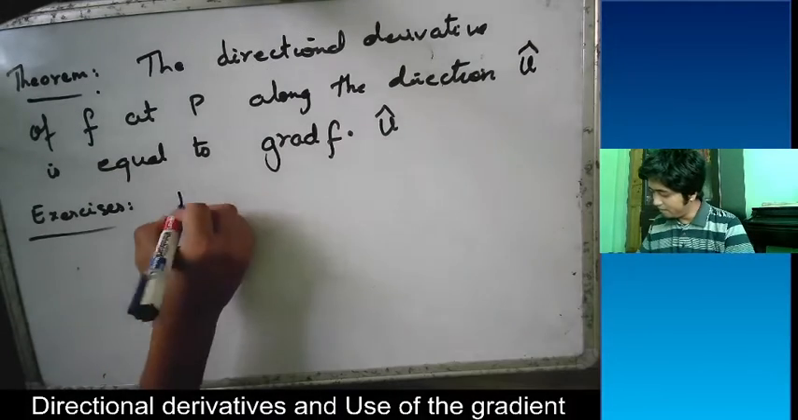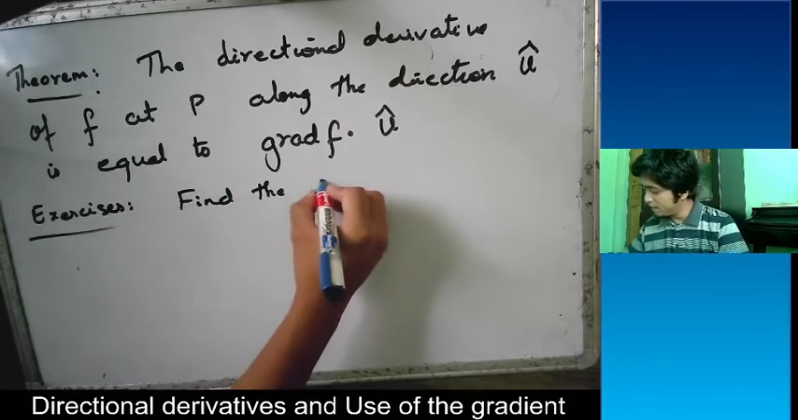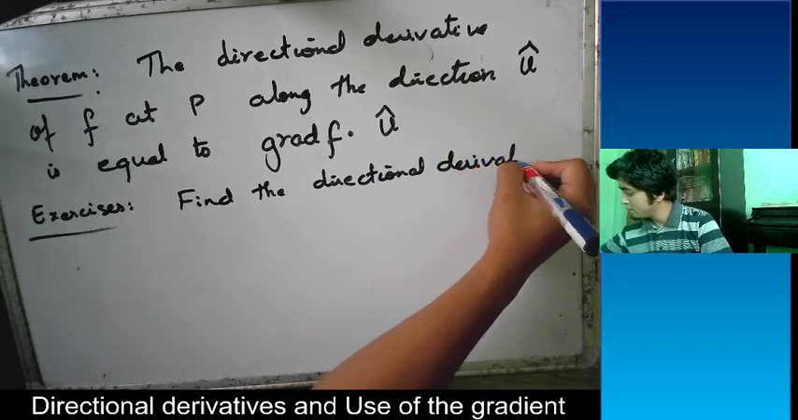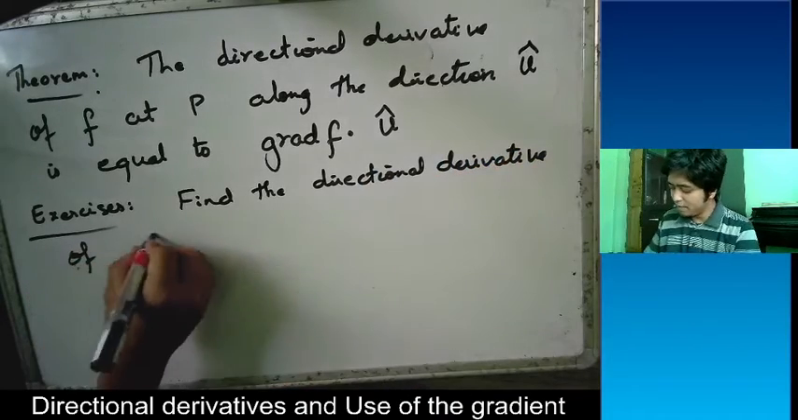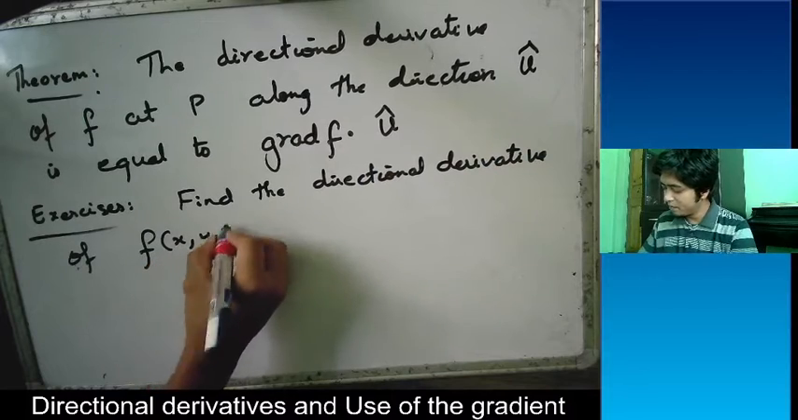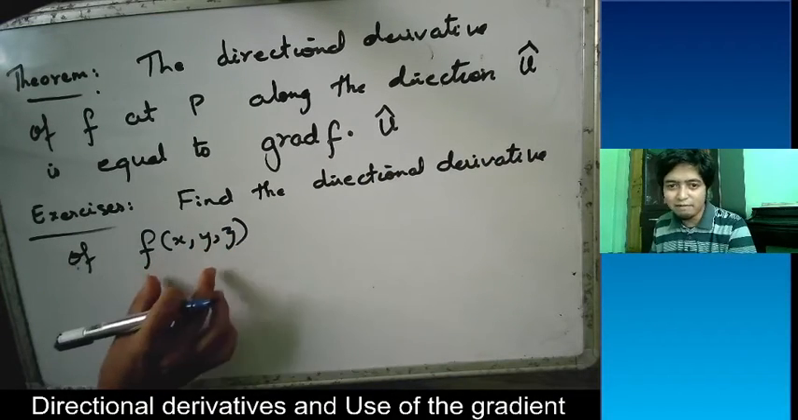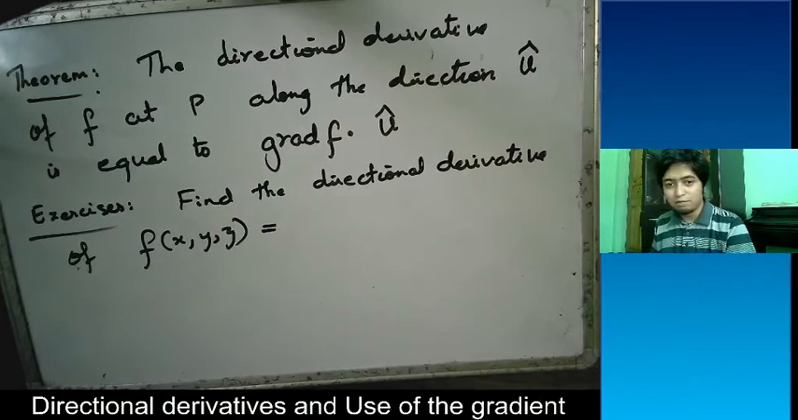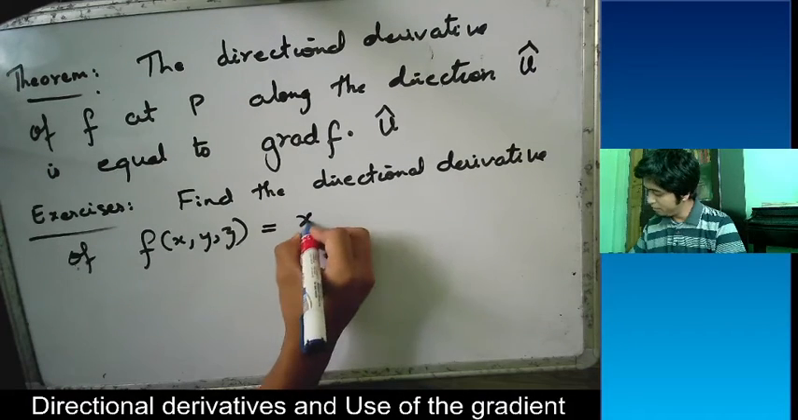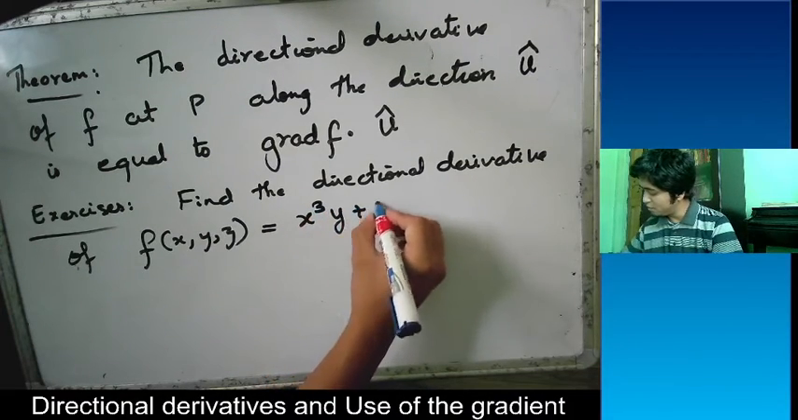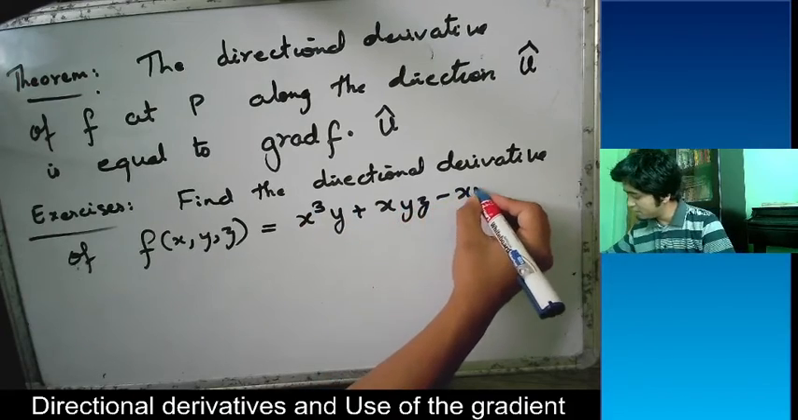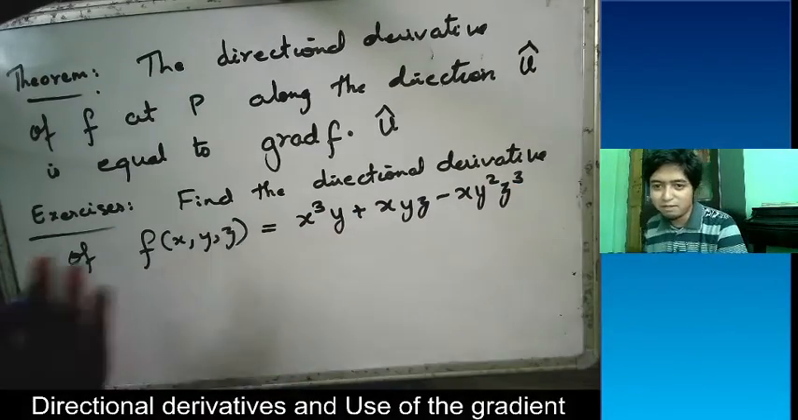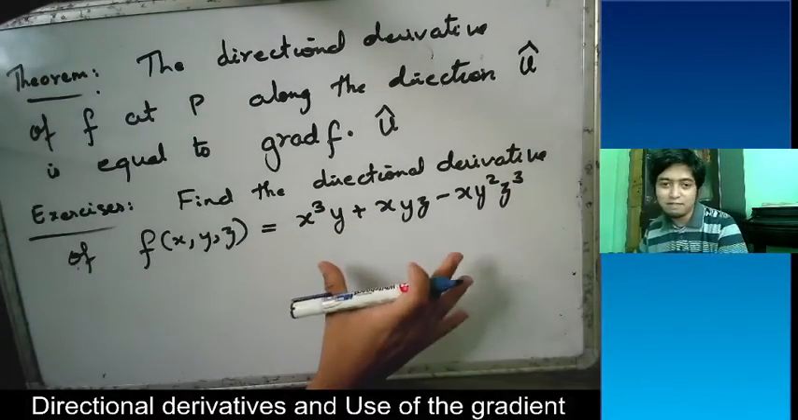Find the directional derivative. You can just make up any function f(x, y, z). I am writing f(x, y, z) instead of f just to denote that f depends on x, y, and z. Equal to, we can take any function, x cubed y plus xyz minus x y square z cubed. Let us just take this very simple looking function. Again, it has to be a scalar function.